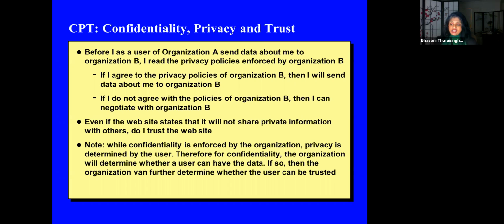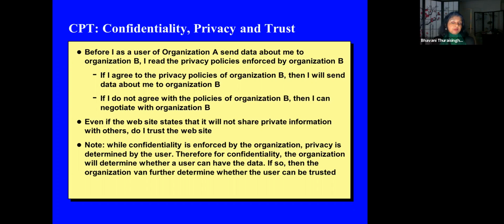Therefore, for confidentiality, the organization, or the website or the web server, whatever, a database server, will determine whether a user can have the data. So when I'm querying, the server will look at all the security policies and decide, can I give this information to this so-and-so? That's confidentiality. Privacy, I determine what level of privacy, and confidentiality, in a way, the organization determines what information. But in both cases, either myself or the organization, do we trust? Does the organization trust me to give me this top secret data? So that's the whole idea.